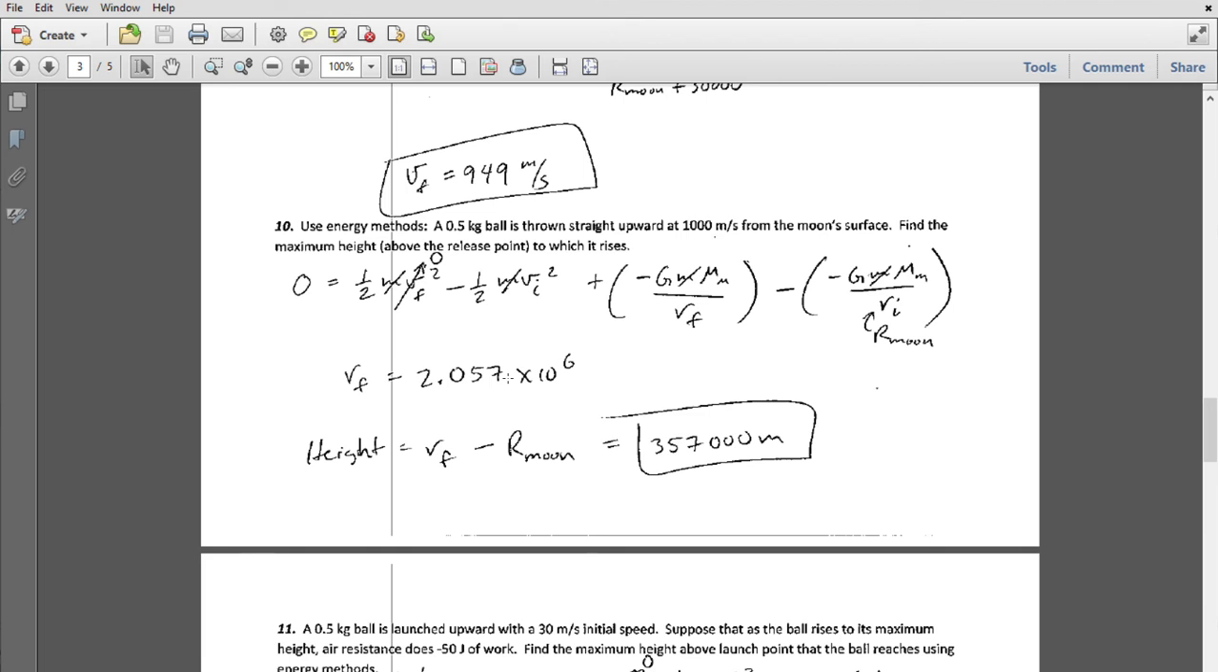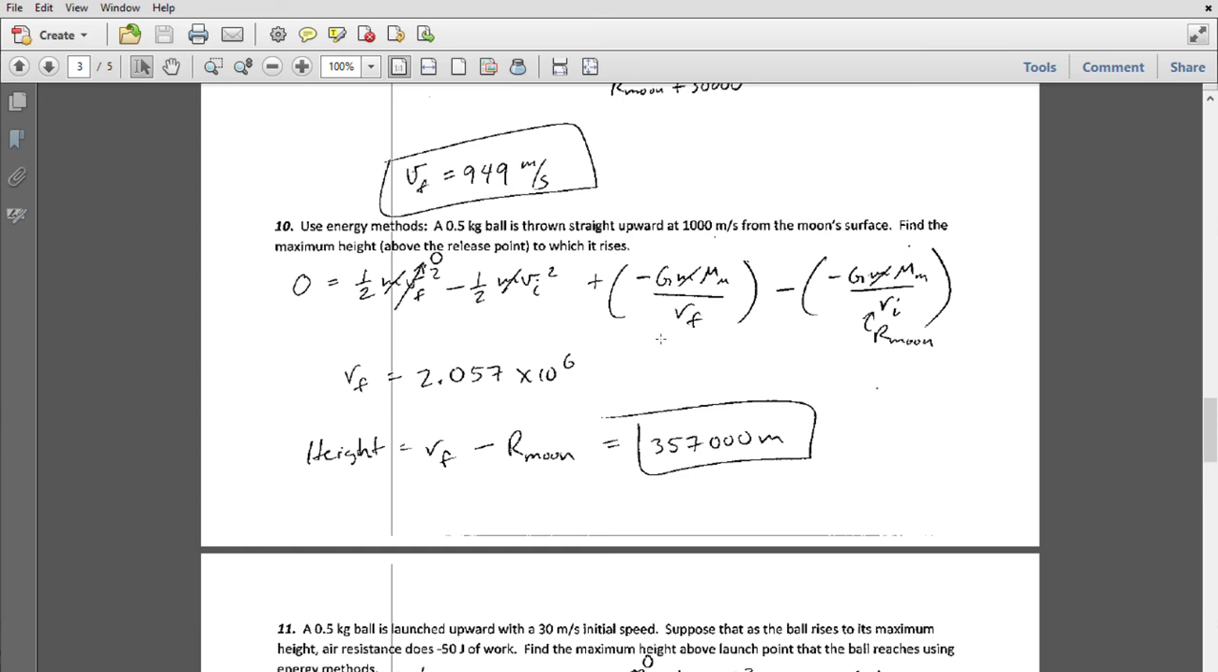Problem 10. A half-kilogram ball is thrown straight up at 1,000 meters per second from the moon's surface. Find the maximum height to which it rises. Same setup. Initial is going to be when it's released. Final is when it's at its maximum height. When it's at its maximum height, the final speed is 0. We're given the initial speed, that's 1,000.